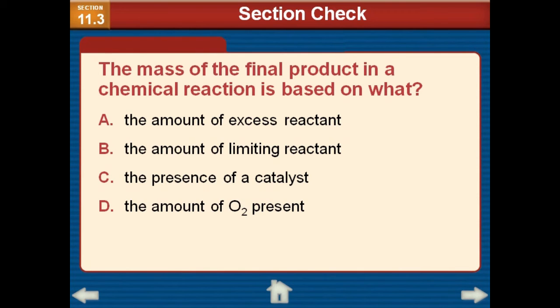The mass of the final product in a chemical reaction is based on what? A, the amount of excess reactant, B, the amount of limiting reactant, C, the presence of a catalyst, D, the amount of O2 present. And the answer is B, the amount of limiting reactant.